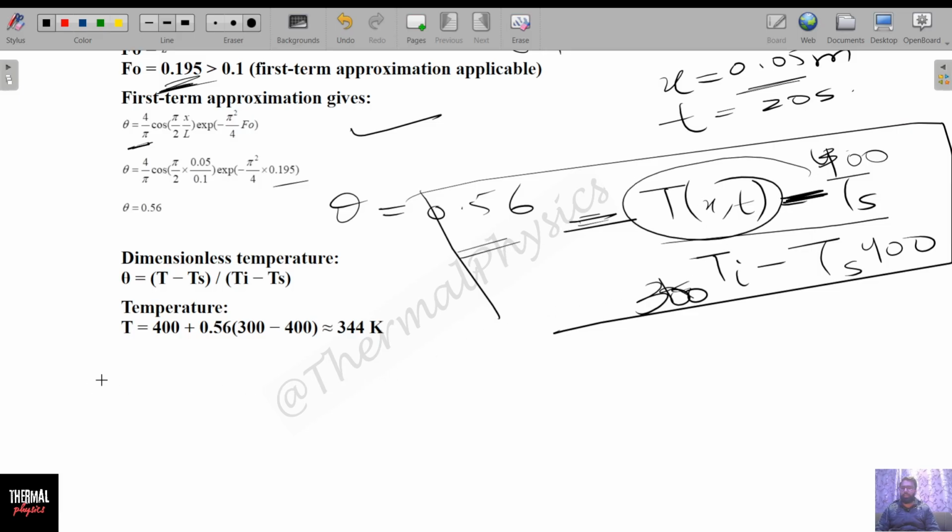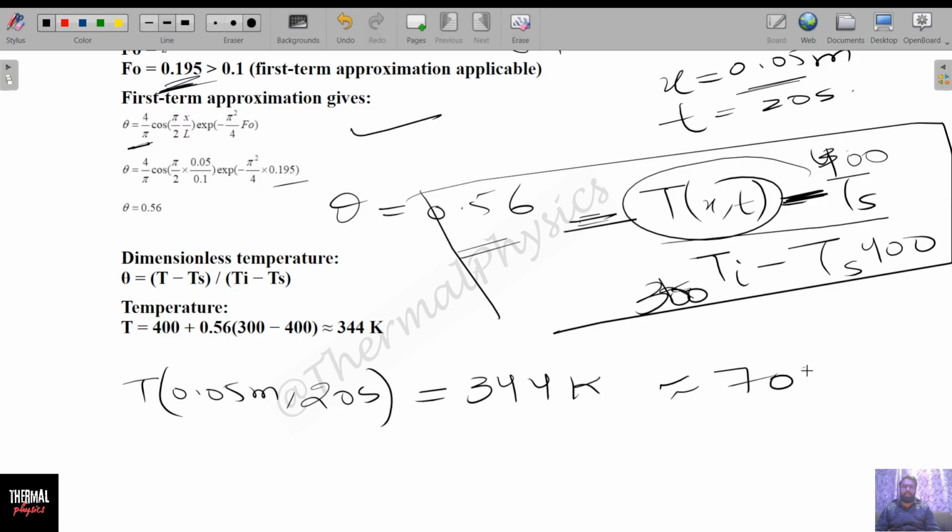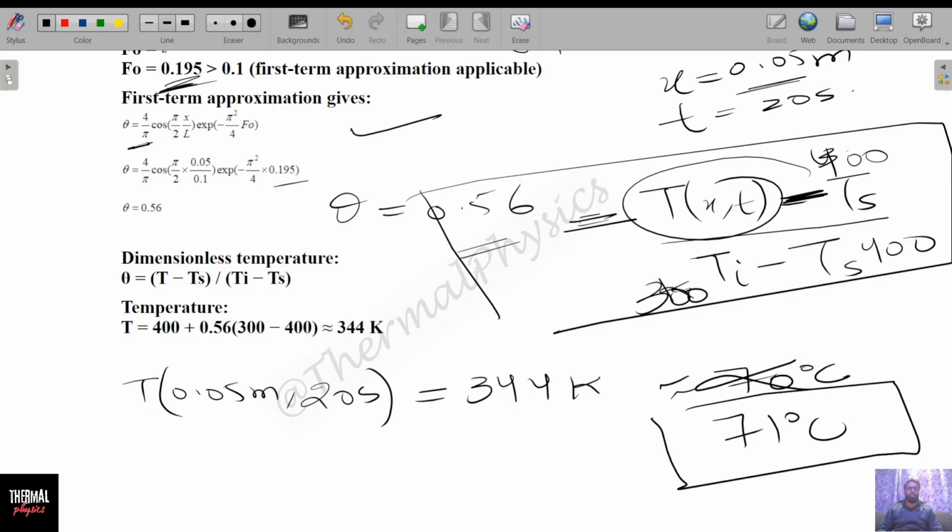So we know this is 300, this is 400, this is 400, this is 300 Kelvin, this is 0.56, so we can get T of x comma t. We find that T at the location 0.05 meter, after 20 seconds, when we solve this, comes out to be 344 Kelvin, which is around 70 degrees Celsius. So 344 minus 273 is 71, so we get an analytical value of 71 degrees Celsius. Now we will go to COMSOL Multiphysics and solve the same problem using COMSOL and see what we get.